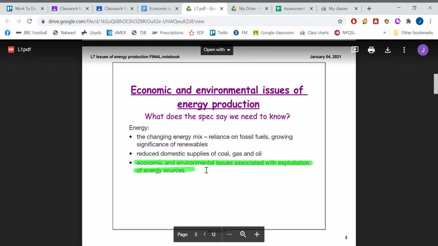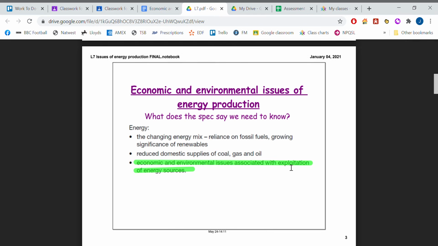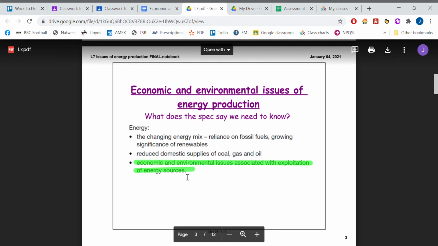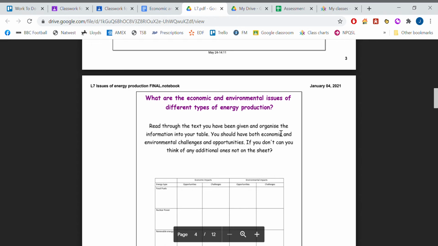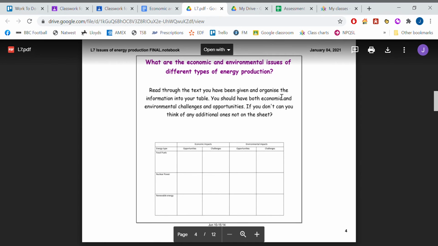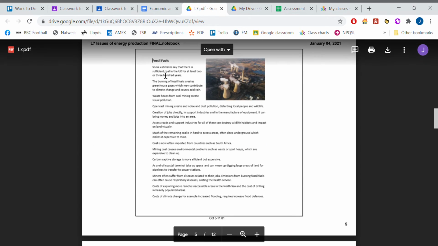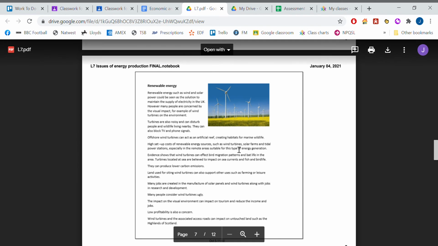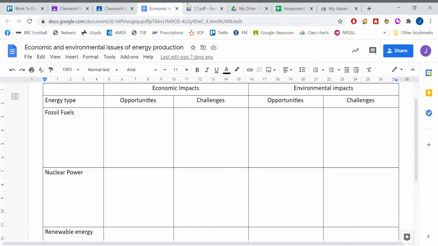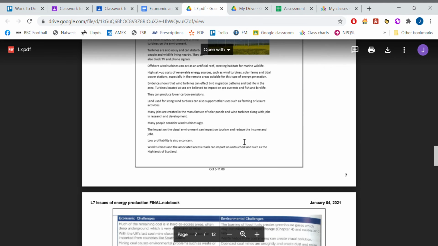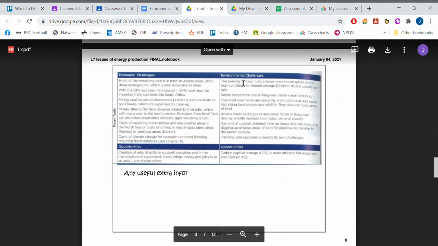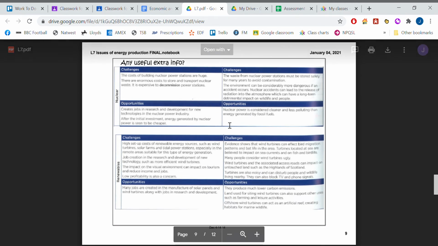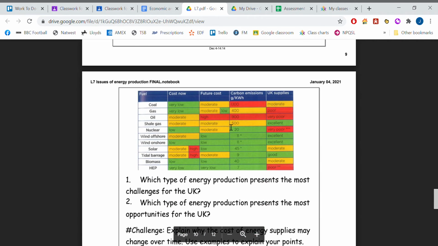We're going to look at the economic and environmental issues associated with exploitation, which means taking advantage of or using energy sources. So it says read through the text you've been given, organise the information into your table. On the next pages, you've got information about fossil fuels, nuclear power, and renewable energy. So you're essentially turning that information into your records here. Try and do it in your own words, so that it makes sense to you. And then there's some extra information that you may then be able to add to your table.